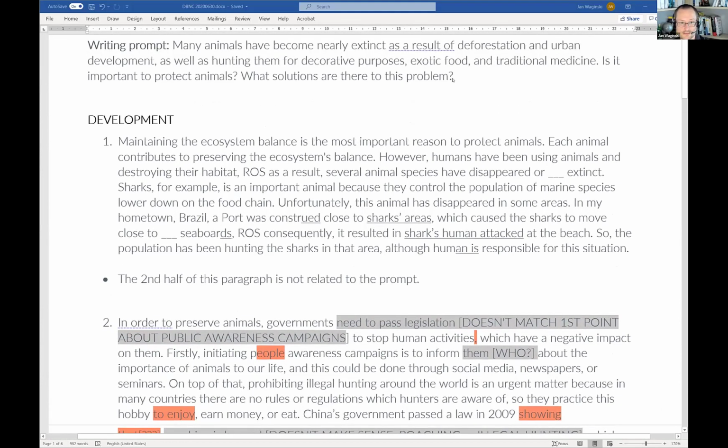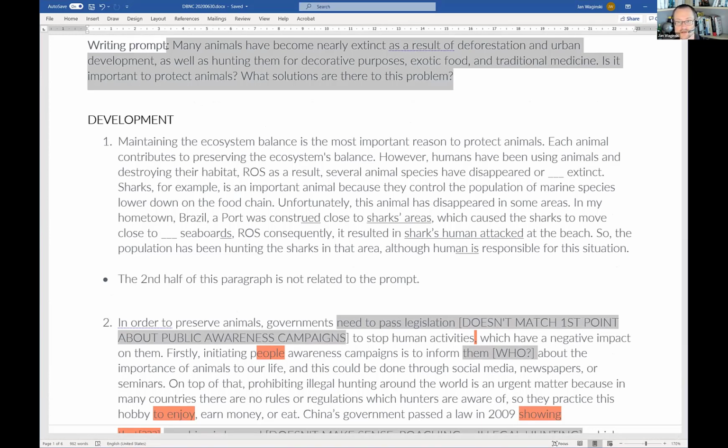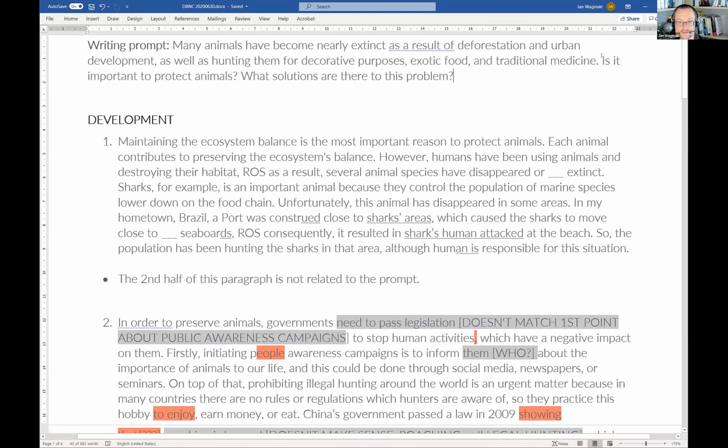Okay, so the prompt we were dealing with was about animals. Many animals have become nearly extinct as a result of deforestation and urban development, as well as hunting them for decorative purposes, exotic food, and traditional medicine. Is it important to protect animals? What solutions are there to this problem? So this is known as a double question. First question is, is it important to protect animals? Second is, what solutions are there to this problem? So we're not going to assign this one today. This was assigned last week, and we were going to correct it on Saturday, but a lot of people didn't show up, so we're going to work on this today.